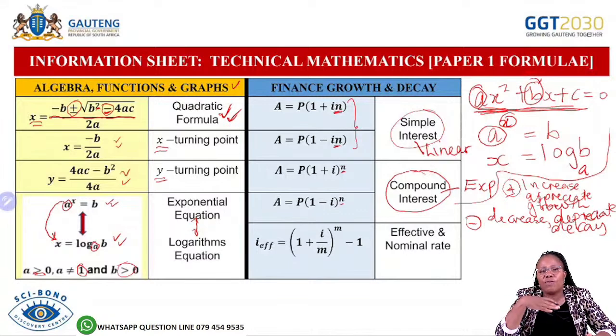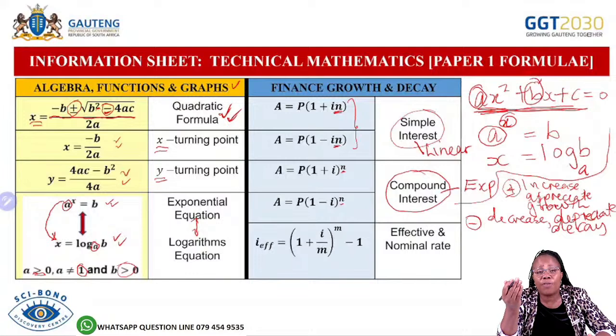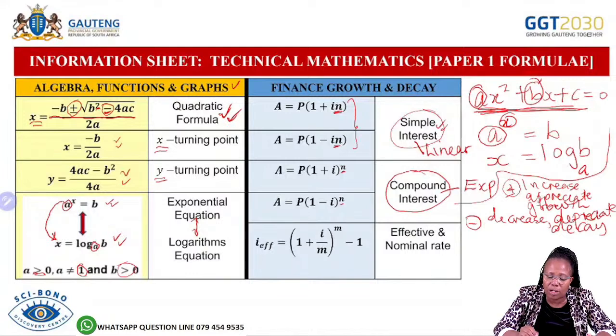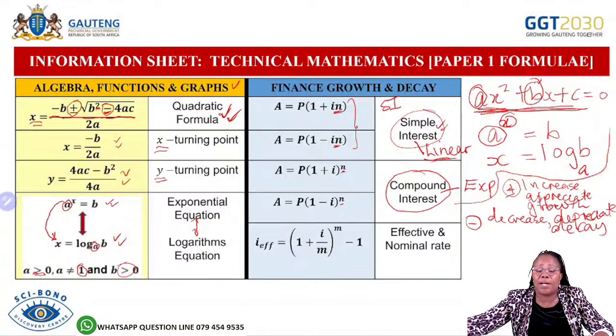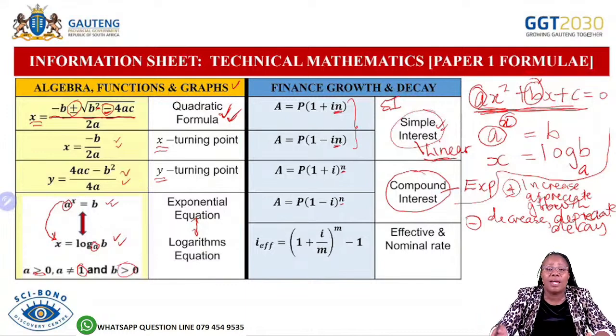And then how do you differentiate now between the simple and the compound? You must look for the keyword simple interest, or SI in abbreviation, or you must look for the linear base, or you must also look for the hire purchase. The minute they say something is bought under hire purchase, or the payment is done for a hire purchase item, you must know that it falls under the simple interest.